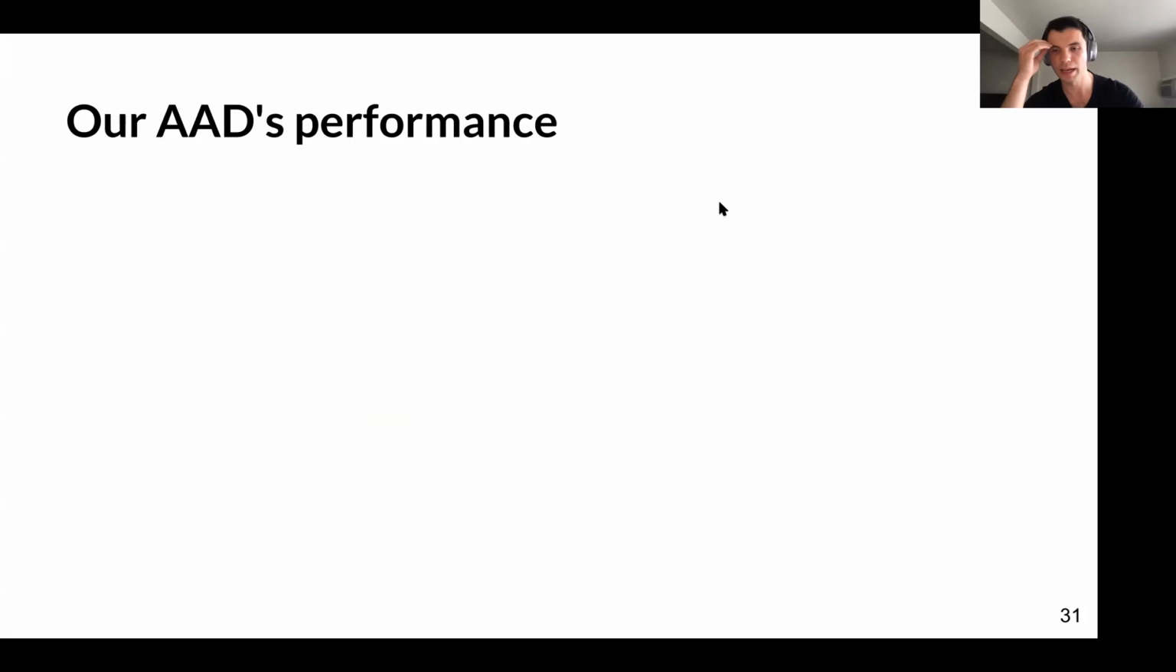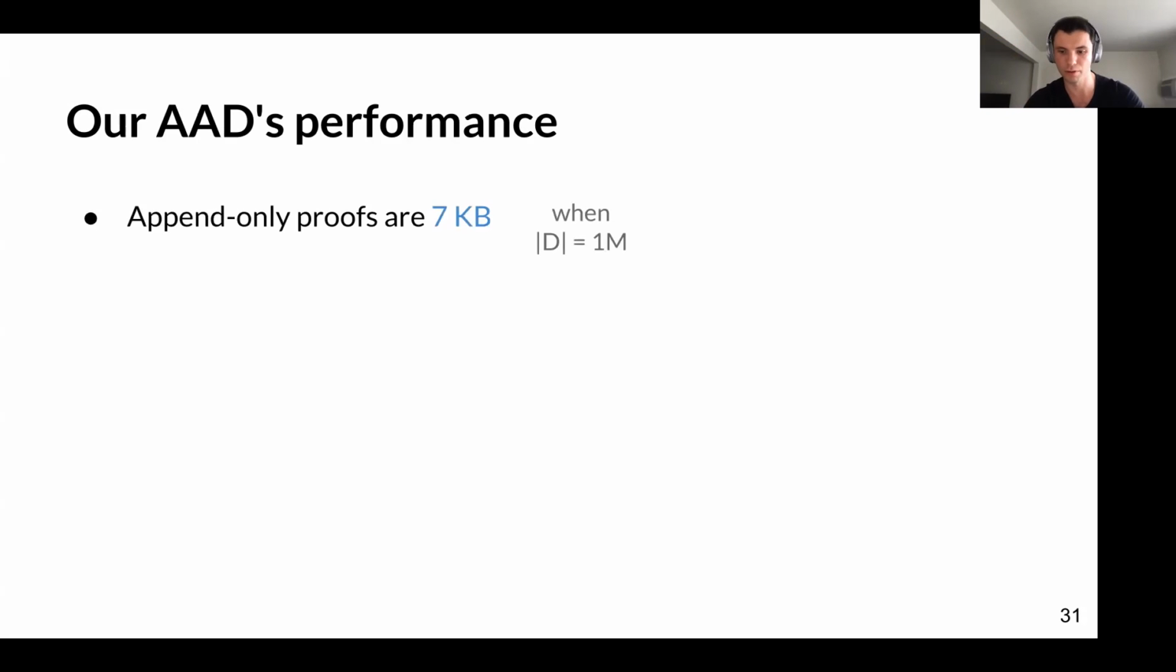Okay, so now we have this construction. How does it perform in practice? Well, append-only proofs between any version I and J of the tree are roughly 7 kilobytes when the size of the dictionary is 1 million. And lookup proofs are around 40 to 120 kilobytes.